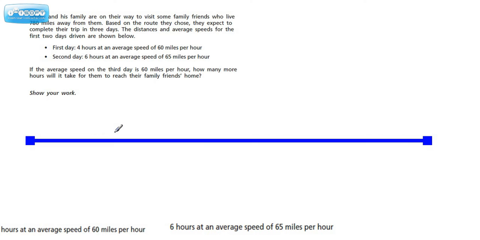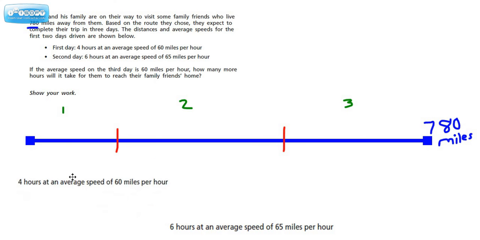So we have the first day of the trip, we have the second day of the trip, which would be right here, and this will be the last day of the trip. So let's label day 1, day 2, and day 3. And the entire distance they have to travel is right here, 780 miles. So let's put that number right here, 780 miles. All right, and here's what we know.